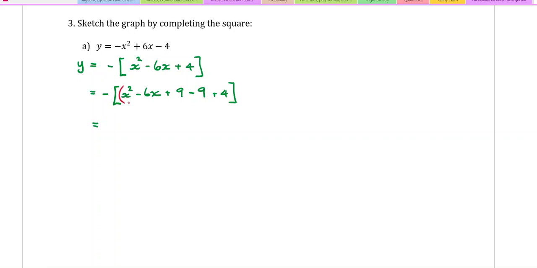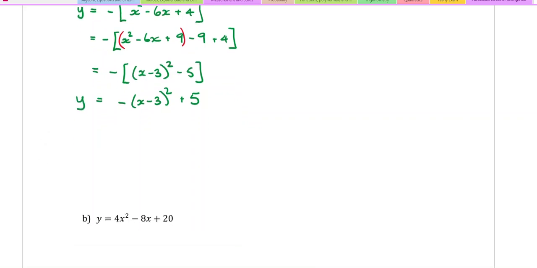Factorising the first three terms, I would get minus x minus 3 in brackets squared. Negative 9 plus 4 makes negative 5. Once I've done the completing the square part, I'm going to get rid of the square brackets by expanding the minus out the front back in. So it's negative x minus 3 squared plus 5. Okay, so there's my equation in turning point form. My turning point will be at positive 3, positive 5.